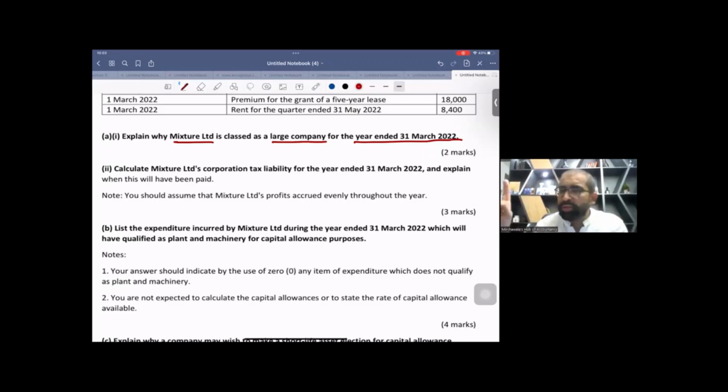They are not talking about installments. They are just saying it's large or small. Yes, large. Why large? Because the augmented profits are greater than limits. Very simple.